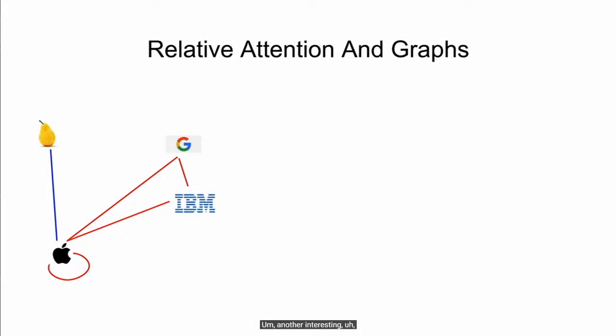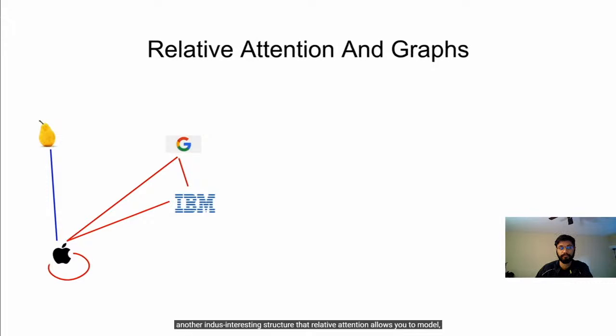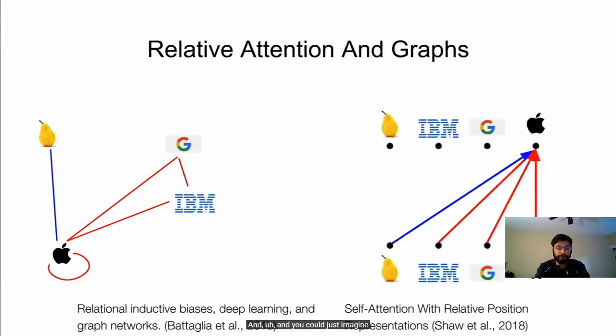Another interesting structure that relative attention allows you to model is a graph. Imagine you had this similarity graph where these red edges are this notion of companies, and the blue edge is this notion of a fruit, and an apple takes these two forms. You could imagine relative attention being able to impose these different notions of similarity between different elements. So if you have graph problems, then relative self-attention might be a good fit for you. There's also a position paper by Battaglia et al. from DeepMind that talks about relative attention and how it can be used within graphs.